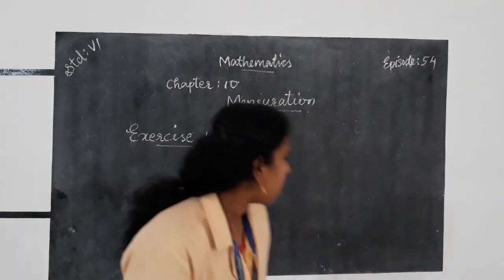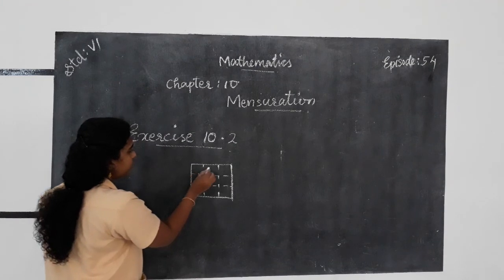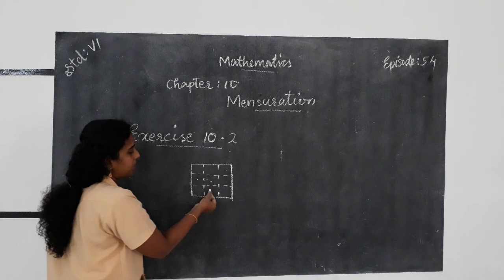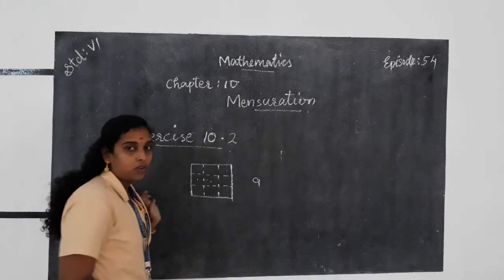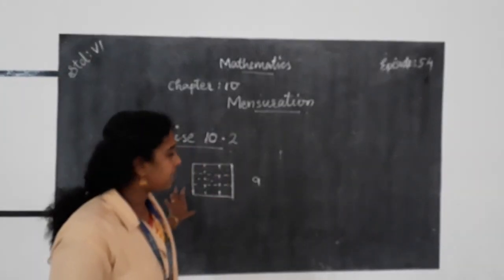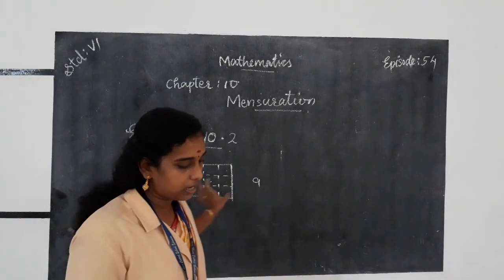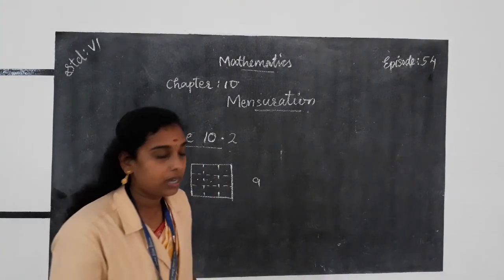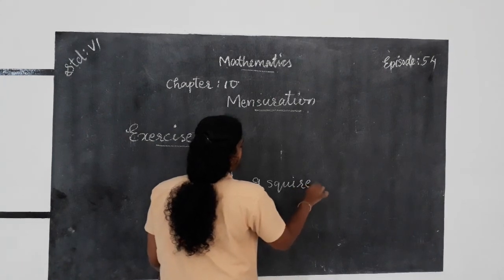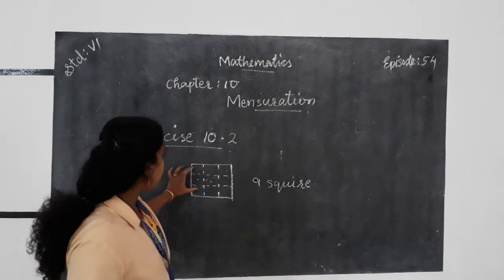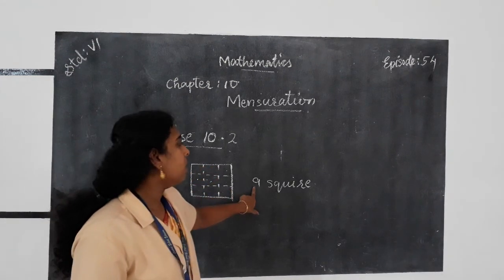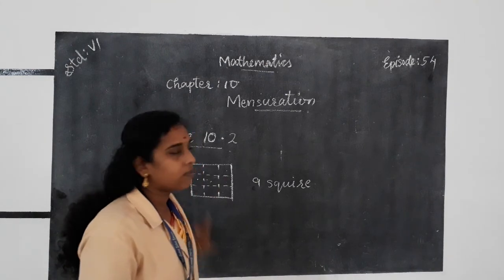This figure contains how many fully filled squares? 1, 2, 3, 4, 5, 6, 7, 8, 9. 9 fully filled squares. So the figure contains only 9 fully filled squares. Hence the area of the given figure is 9 square units, because by counting the number of fully filled squares, we get 9.